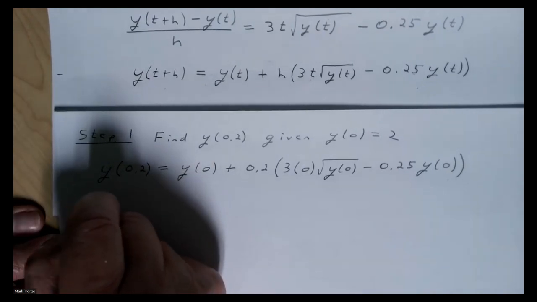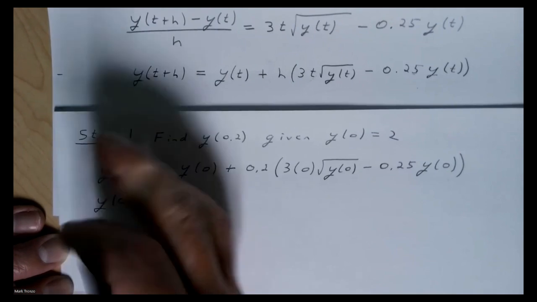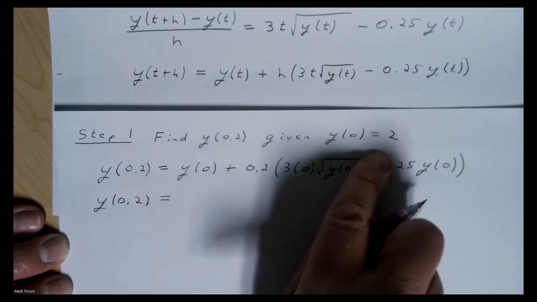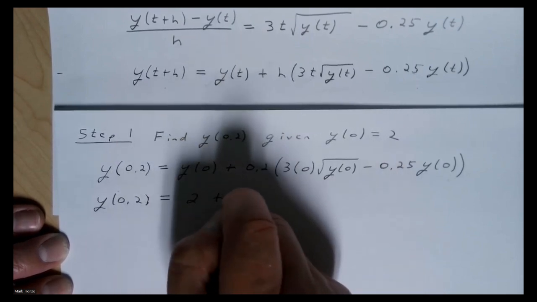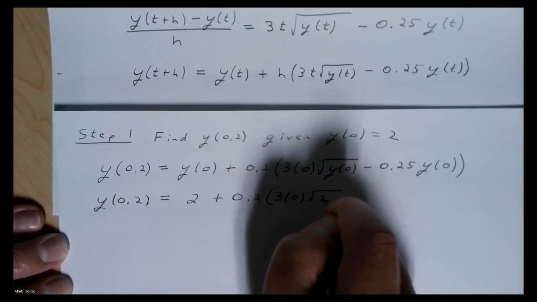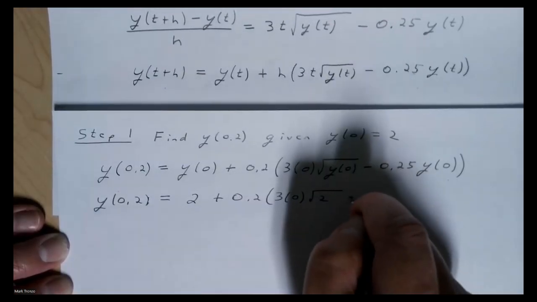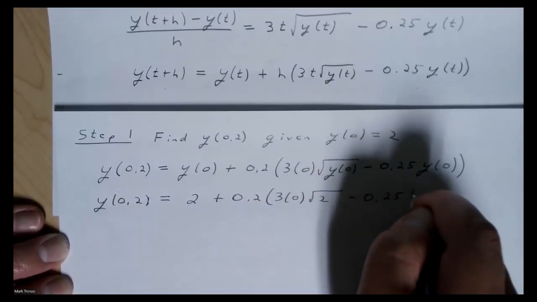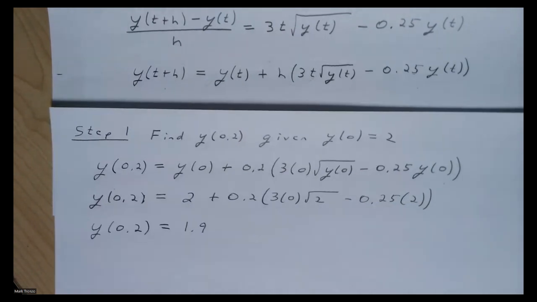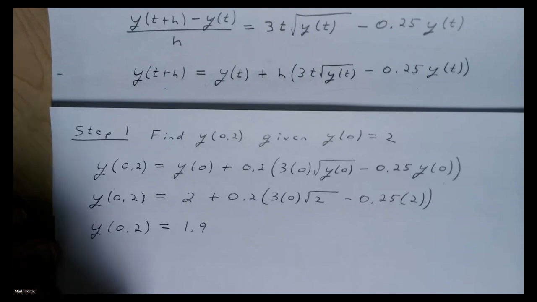So let's now put the values in here. Y of 0 was given as 2. And again, here's going to be 2. Of course, that term's going to end up being 0. And this gives us 1.9. So now we can solve for the next one.